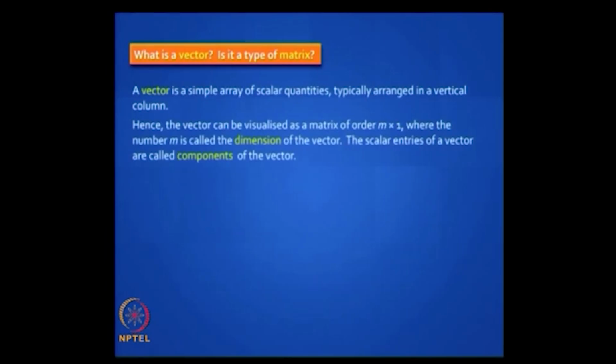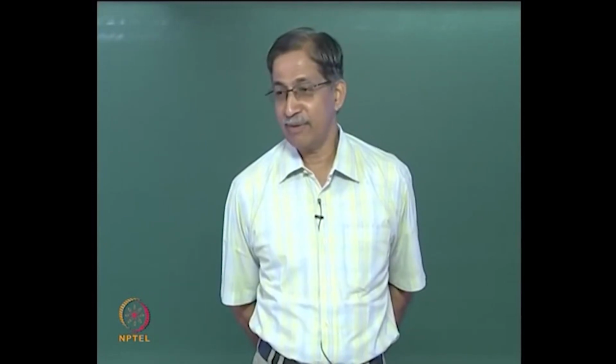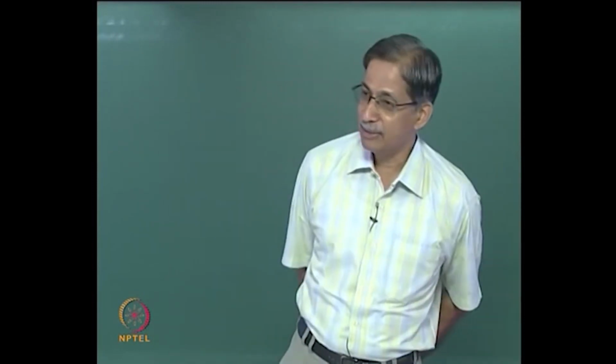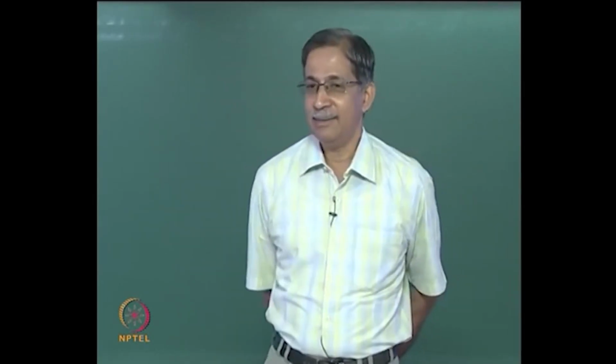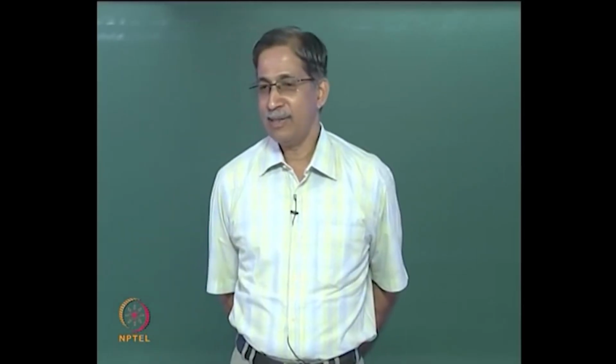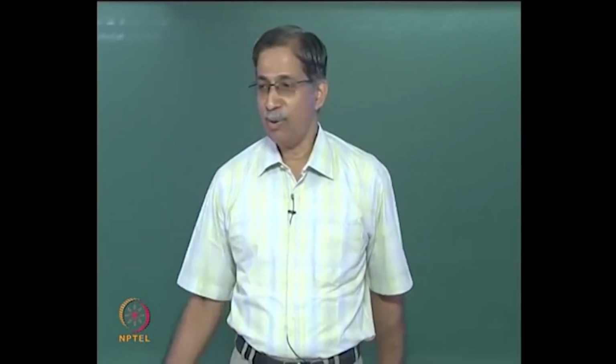A vector is a simple array of scalar quantities typically arranged in a vertical column. Hence, the vector can be visualized as a matrix of order m into 1, and you don't use the word order anymore, you use the word dimension. Okay, m is the dimension, and you can say elements, but the right word to use is components. You have components in a vector and elements in a matrix. You have dimension in a vector because one of the order items is equal to unity, and you have an order in a matrix.